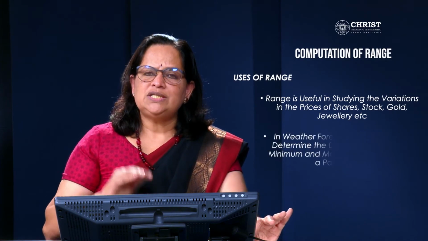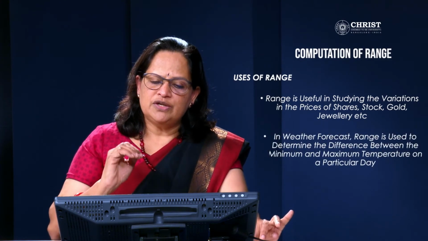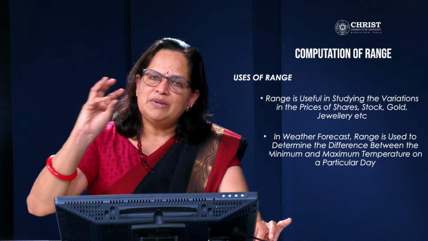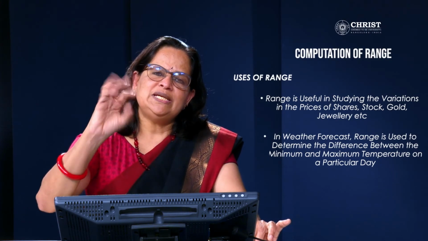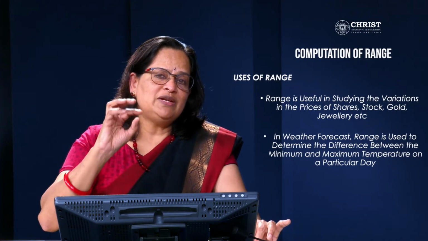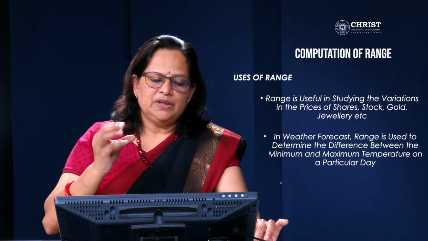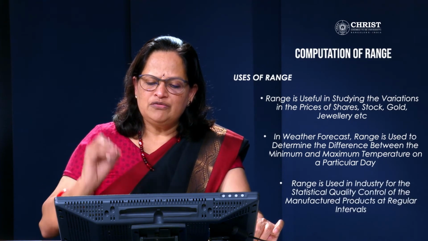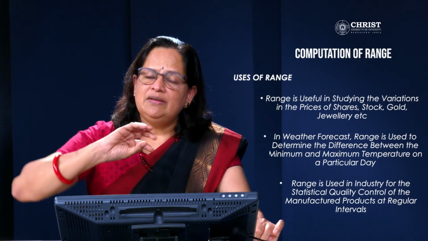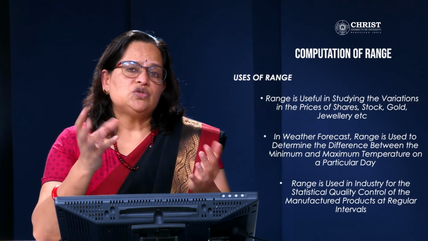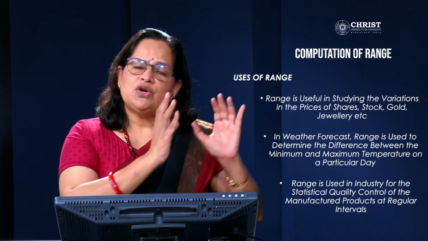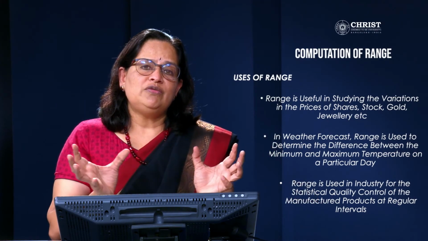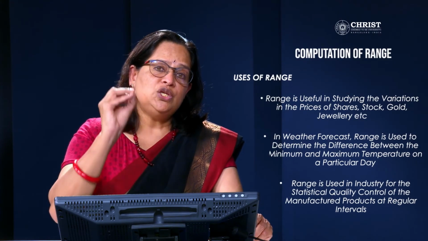Now in weather forecast, range is used to determine the difference between minimum and maximum temperature on a particular day. We always see the minimum and maximum temperature in the news telecast also, because we get an idea. Then range is used in industry for statistical quality control of the manufactured product at regular intervals. Rejection rate we can find out. They always use the range, the accepted quantity and the rejected quantity. So these are the uses of range.